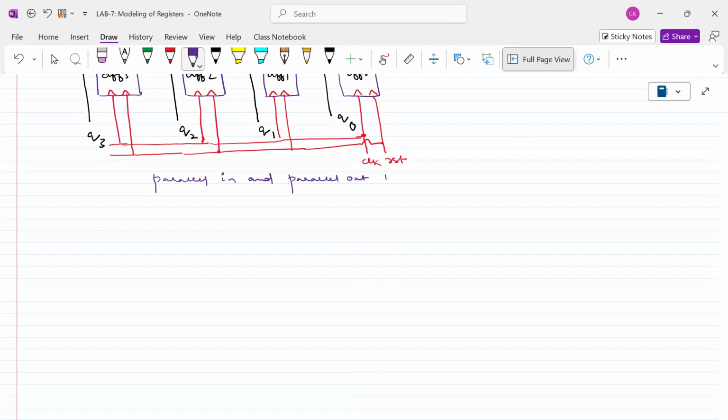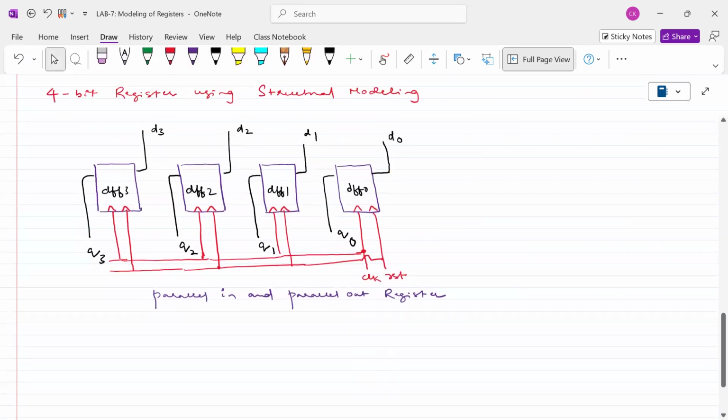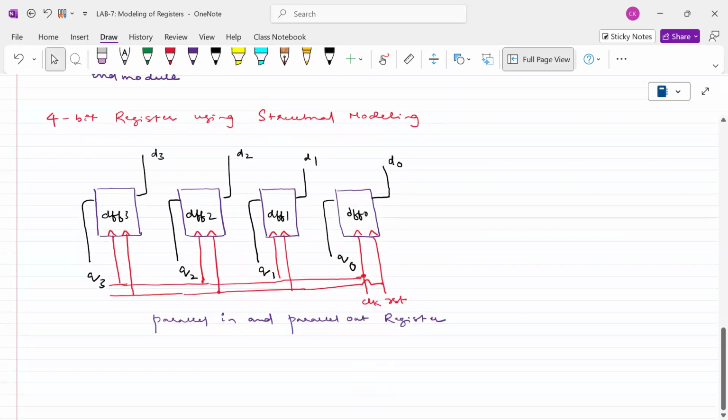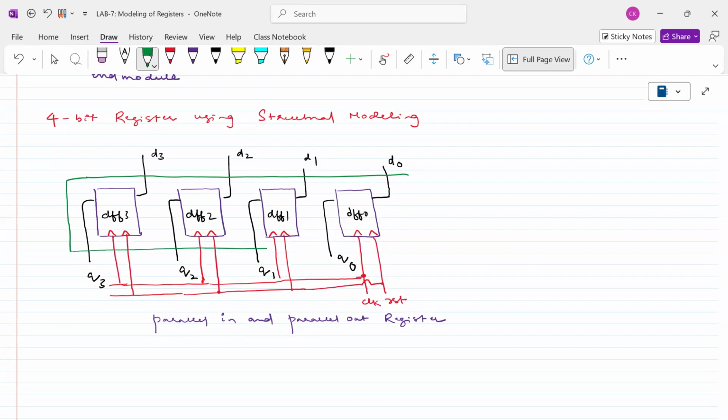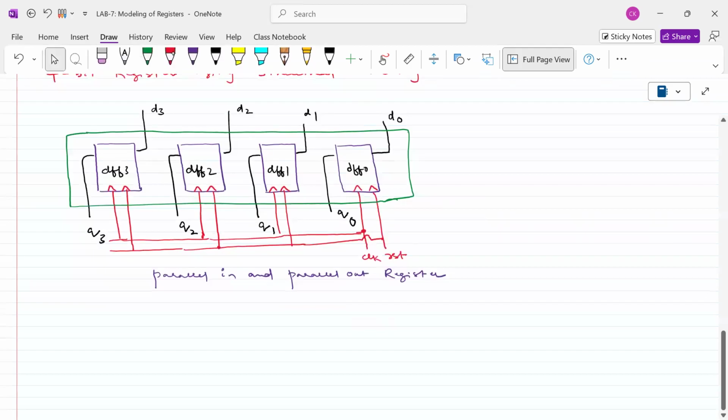Out resistor. Okay, so whatever the program that we have written previously, that is simply a parallel in, parallel out register. Okay, this is what the box consists of. What is the top level module for this one? Let me write it in this way quickly.